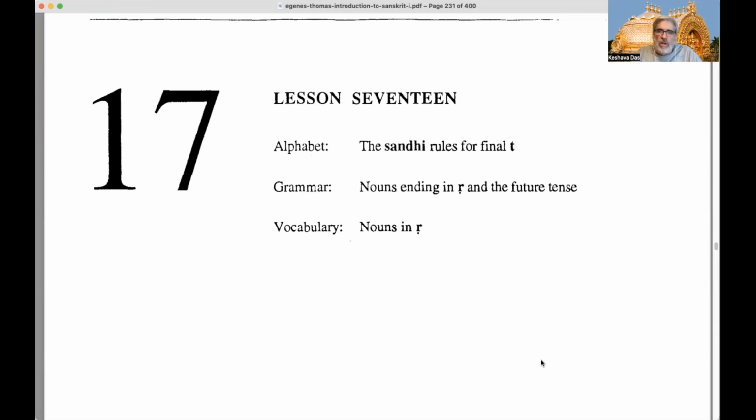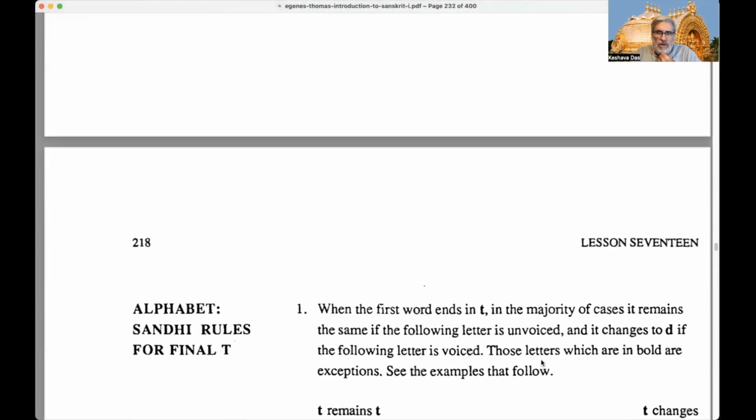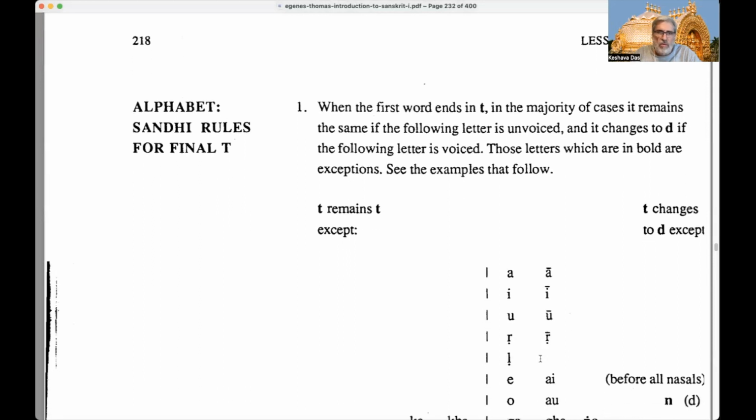And then for grammar, we're going to look at nouns ending in ri, the vocalic vowel ri, and also the future tense, a simple future tense, which is called lrt by Panini. And then vocabulary, extra vocabulary. Of course, since he's introduced nouns ending in ri, he's going to give us some nouns ending in ri in the vocabulary as well. Okay, so let's get right into it and see the Sandhi rules.